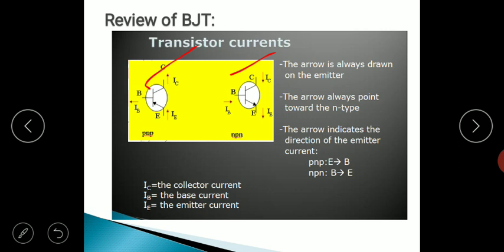So what is the difference between the two symbols? You can see the symbols remain almost the same. The three terminals of the transistor are marked as emitter, base and collector. But the important difference here is, you can see in the PNP transistor the current direction is shown inside, pointing inwards, whereas in the NPN transistor the current direction is outwards, hence it is called an NPN transistor.